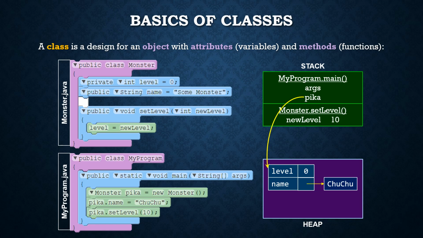So what it does is it passes the 10 to the new level, and we have a new stack frame now because we are calling this method, the setLevel method, which has a value of 10 that's being passed into the new level. This changes the actual value of the object in the heap to the new level that we have passed in. So in this case, the level 0 will change to level 10.